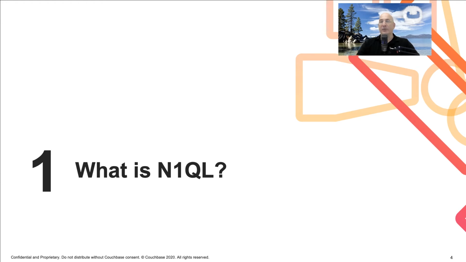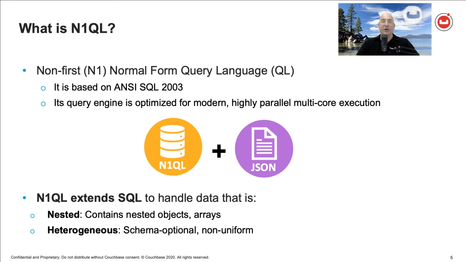What is N1QL? N1QL, which we like to pronounce as NQL, is an expressive, familiar, and feature-rich language for querying, transforming, and manipulating JSON data. N1QL stands for Non-First Normal Form Query Language, and it is based on ANSI SQL. That's right. So if you know SQL already, then you probably know most of N1QL as well. Its query engine is optimized for modern, highly parallel multi-core execution, and it is supported by a very powerful indexing engine too.